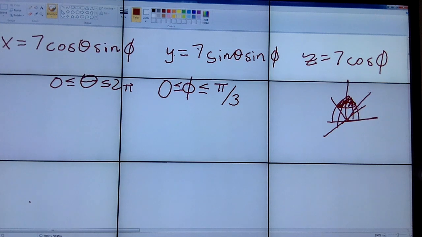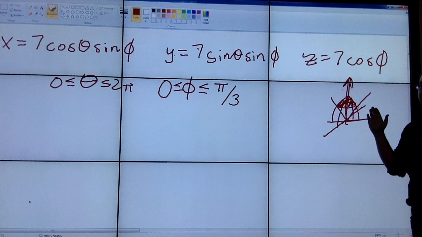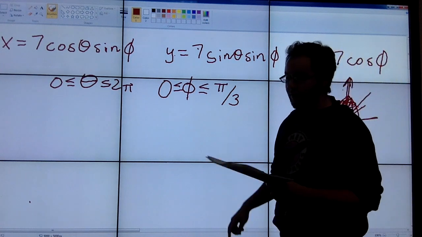Well, you have to know your known cone. Square root of x squared plus y squared over 3 is the known cone phi equals pi over 3. And because we're going straight up, that would be phi equals 0. So phi goes from 0 to pi over 3. Cool? That's step 1. That's our parameterization.